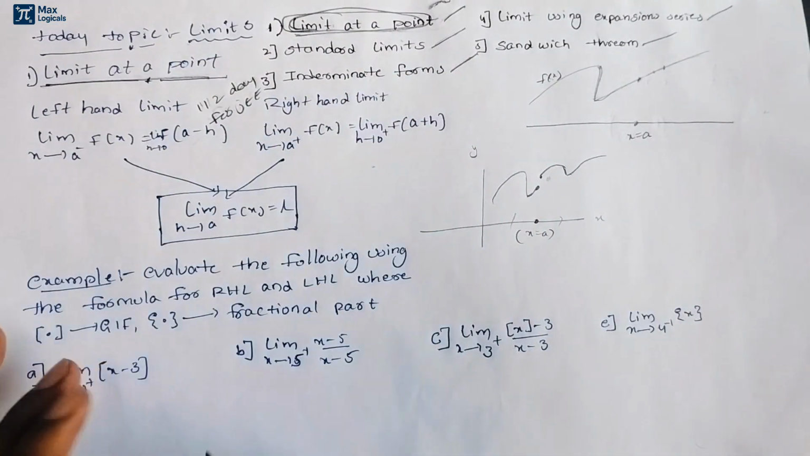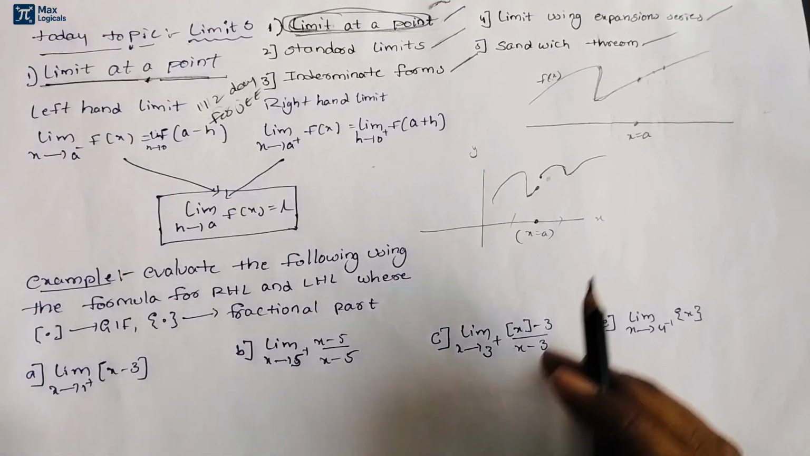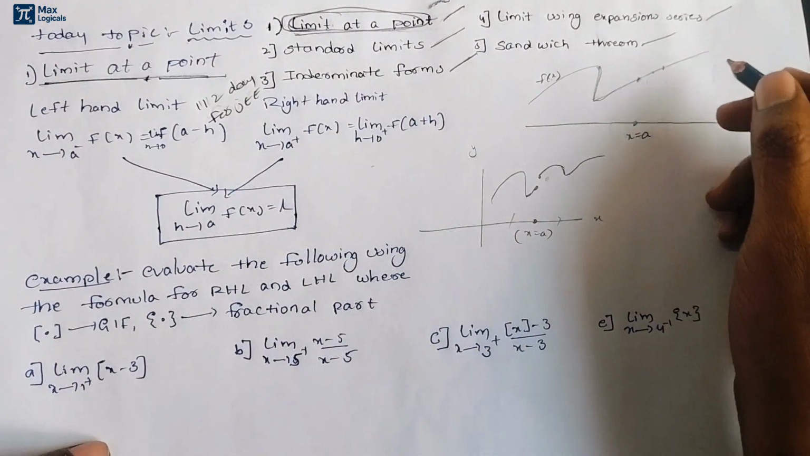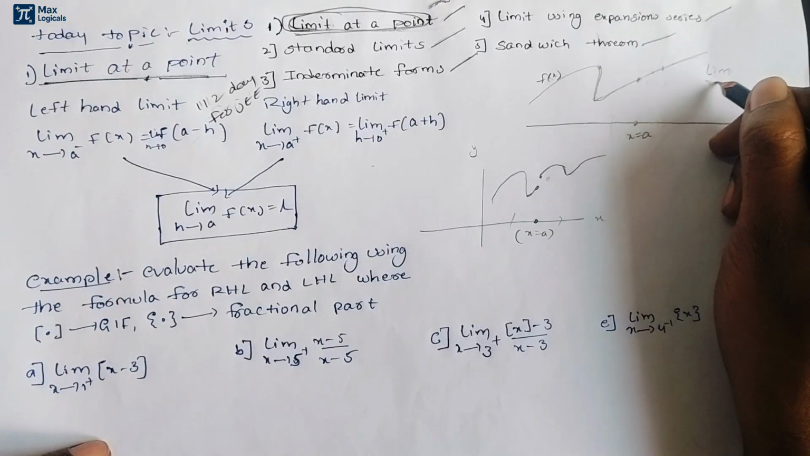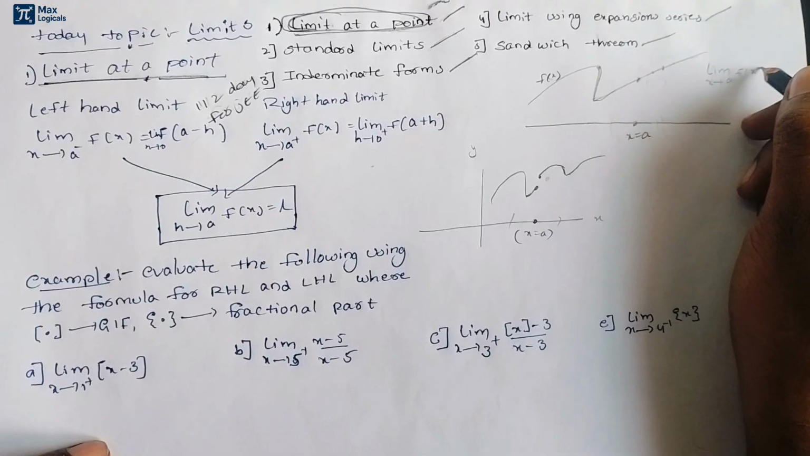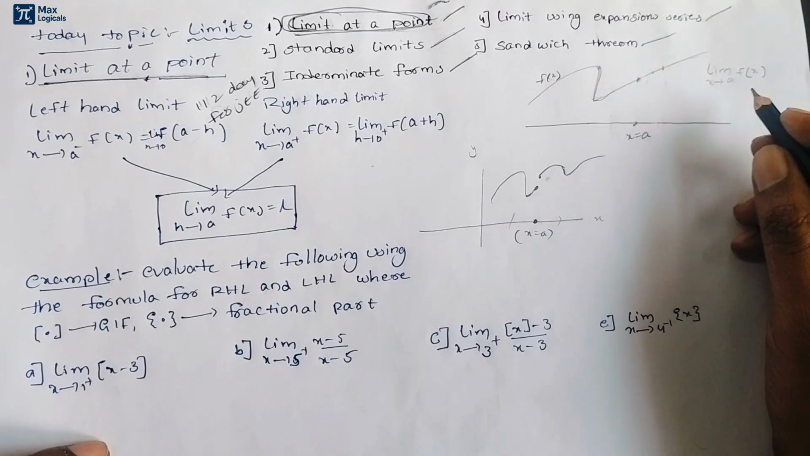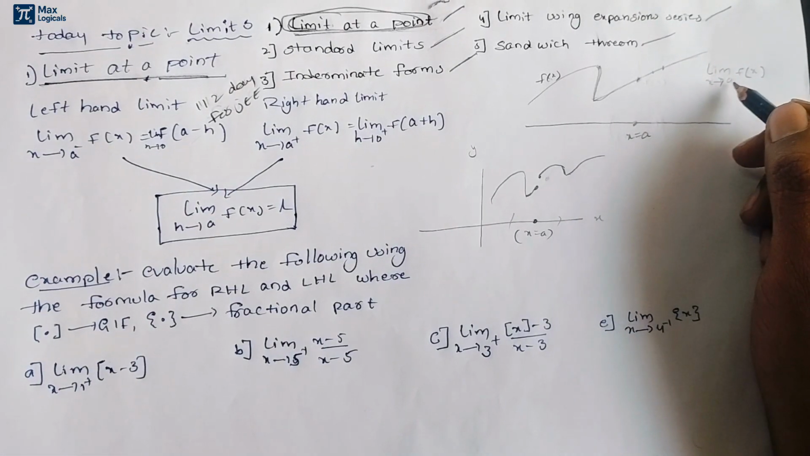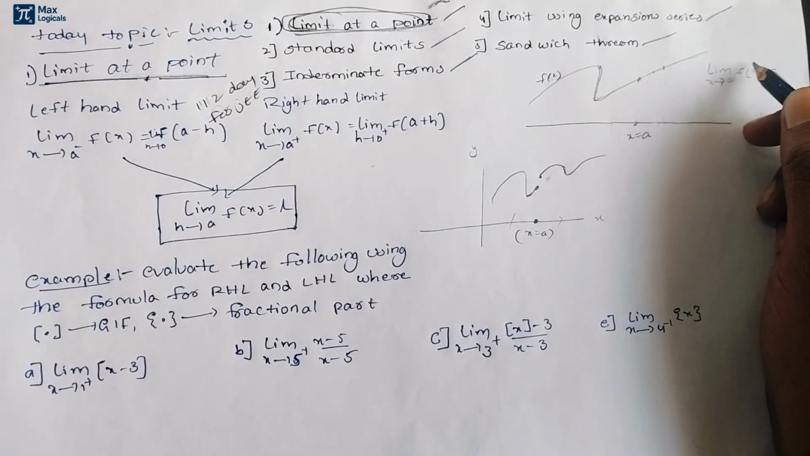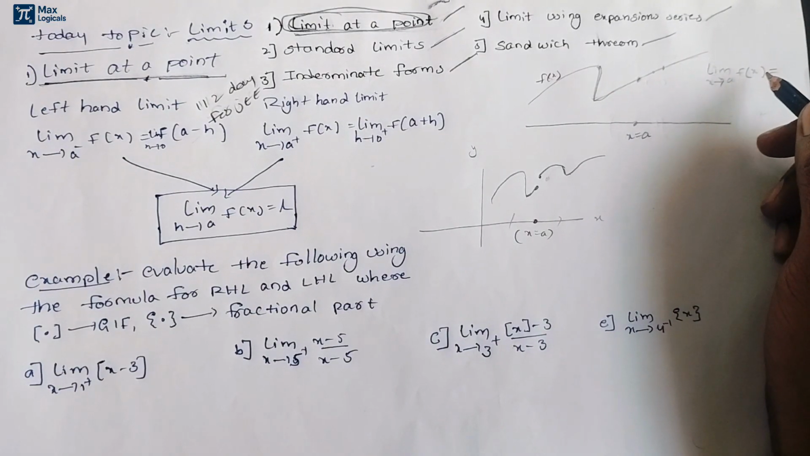Limit at a point. First, let us know what a limit is. Mostly you hear this word, limit x tends to a of f of x. What is the meaning of this? When x reaches a, where does the function f of x go?